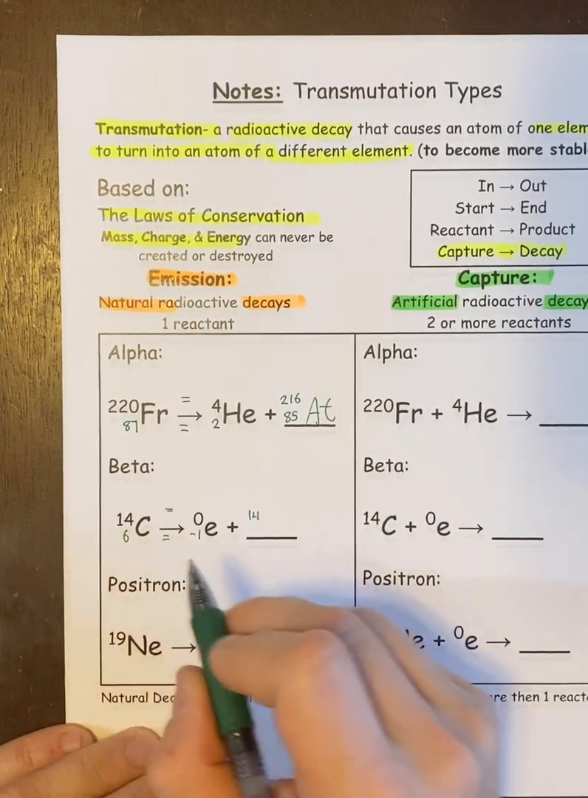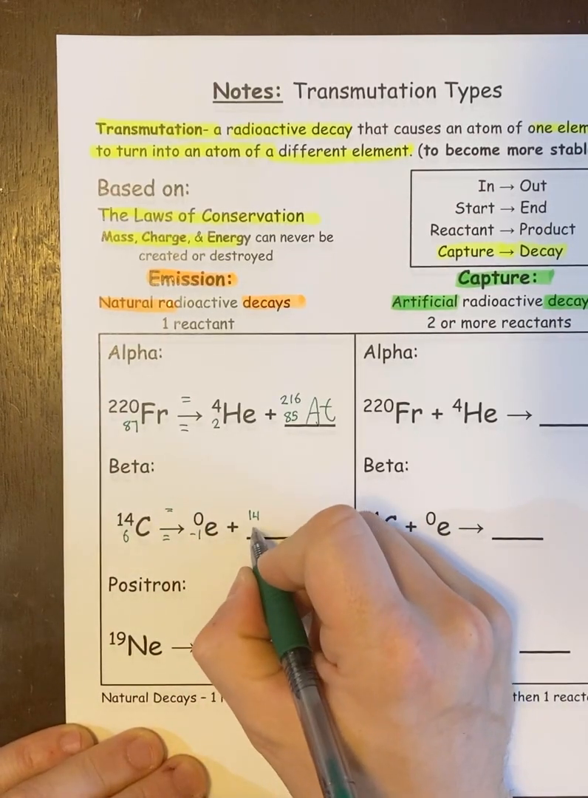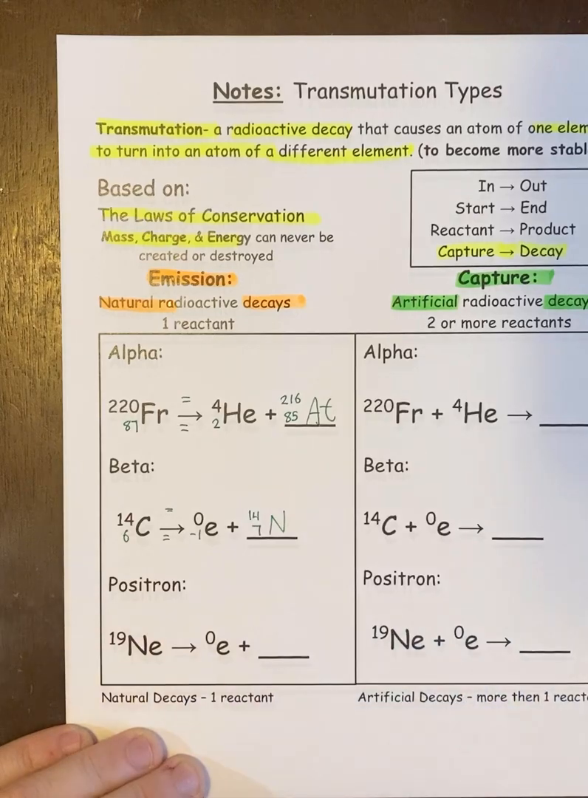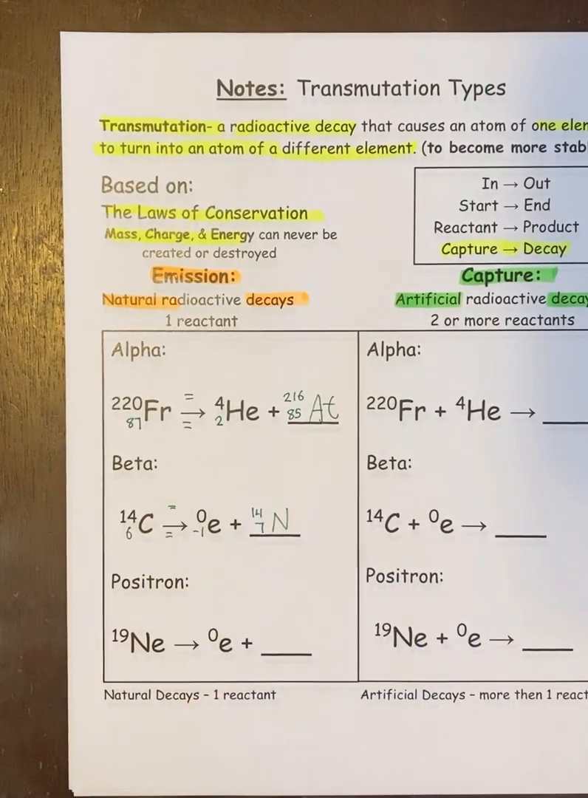And I have 6 on the left, so I'm going to need 6 on the right. -1 is coming from the beta, so the new element has to account for 7 of them, because 7 plus -1 is 6. That makes the right side equal to 6. And so again, when carbon does a beta decay or a beta emission, it turns into nitrogen as a result.